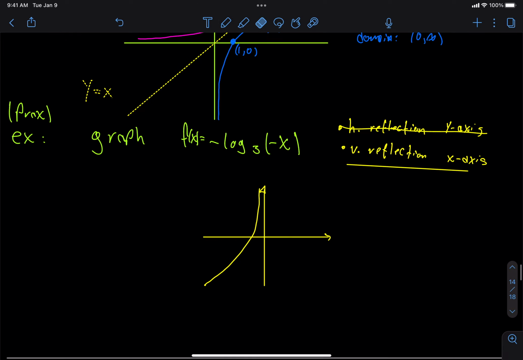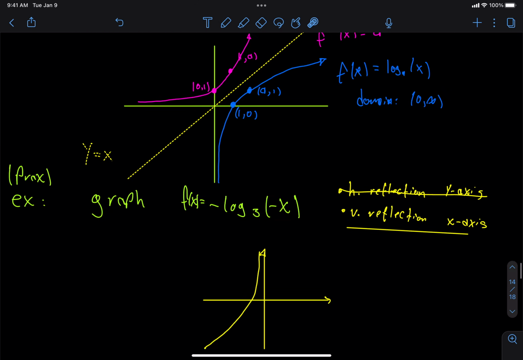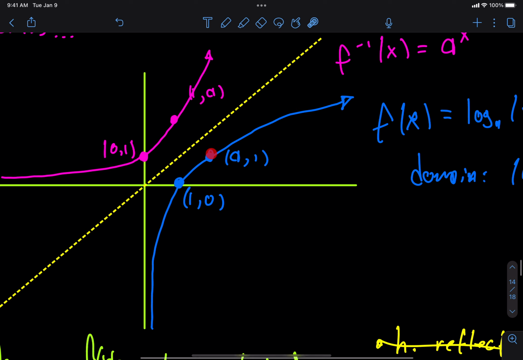So now I need to ask myself, what are the 2 points that are gonna be on here? Well, I need to take the point a comma 1. The first thing I need to do is move it over here to negative a comma 1, right? The way I do a reflection about the y-axis is I change the x value of every point from being positive to being negative, or from being negative to being positive. So I change the x value a to being negative.